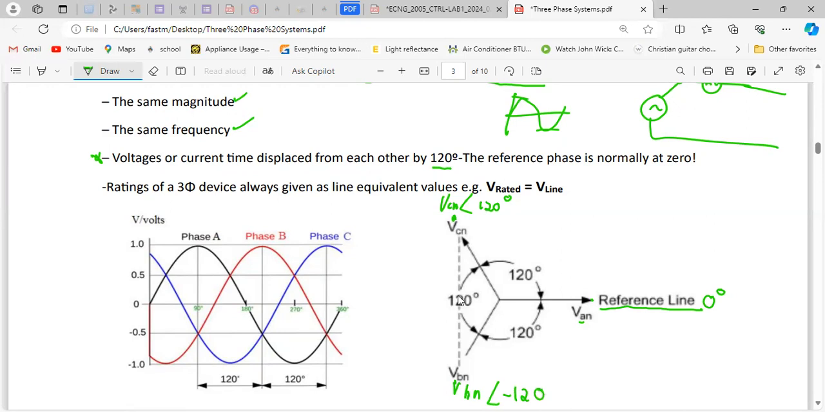Or VCN, another way you could write this instead of 120 is minus 240. Why? Because from here to here is minus 120, and then from here to here is another minus 120. So VCN from the reference line going in the minus direction, let's say going this way, it'll be minus 240. It doesn't matter which one you choose, you'll get the same answer, because it's the direction you choose. Once you know anti-clockwise positive, clockwise negative, you can reach anything else.